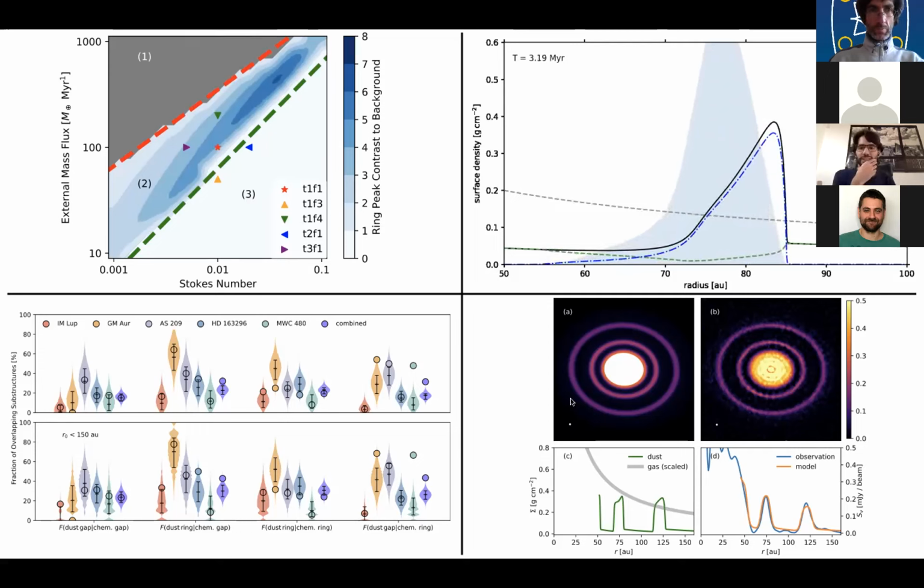Thanks for the very nice talk. You showed the model with an accretion rate of 10 to the -9 solar masses per year. Is the accretion towards the disk? Have you tried with higher accretion rates?